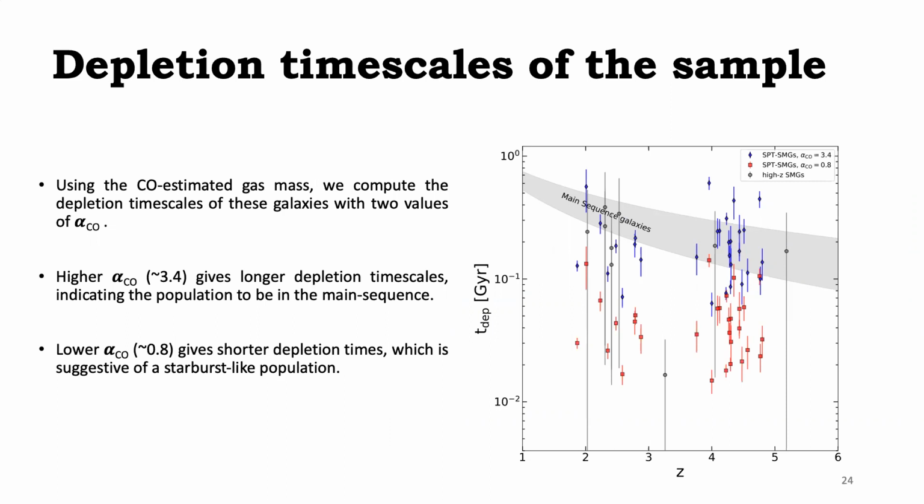For instance, the y-axis here shows the depletion timescales calculated with the CO gas mass using both the alpha CO regimes. The diamonds are for the 3.4 alpha CO and the squares are for the 0.8. Either our sample could be more of a main sequence-like population, or it could be a more starburst-like population. So a way to identify which one it is, is to try and understand a way to actually find the absolute value of these tracers.